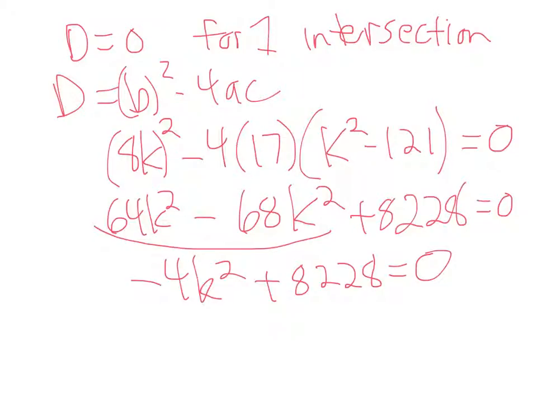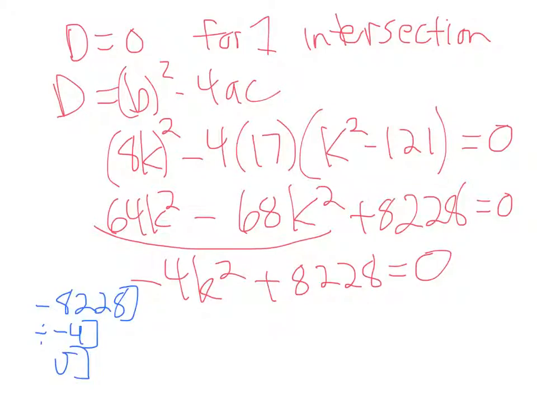Now I need to solve, and here's where inverse operations are really nice to know. Forgetting about the 0, using order of operations, the first thing I do is square, the next thing is multiply by negative 4, and the last thing is add 8,228. The inverse operations: our last step would be to add 8,228, so our first step is to subtract 8,228. The next step is to divide by negative 4. And the third inverse operation is to square root.